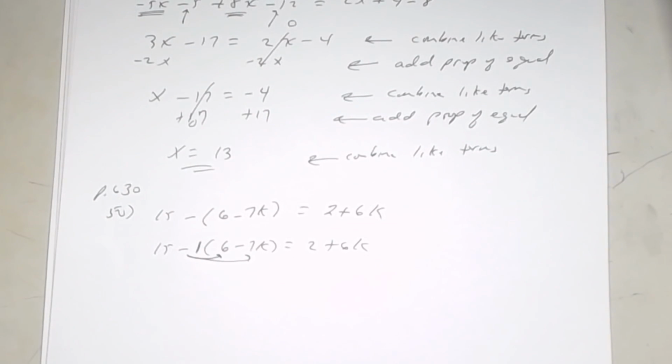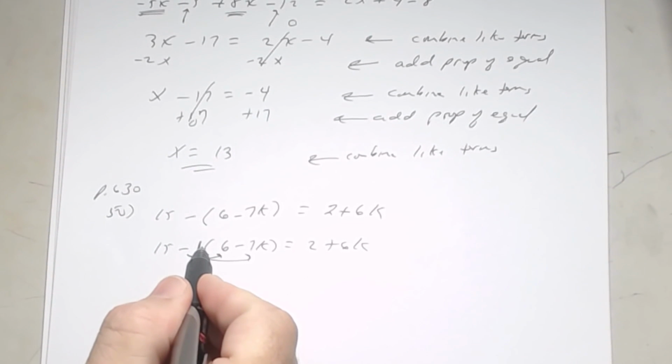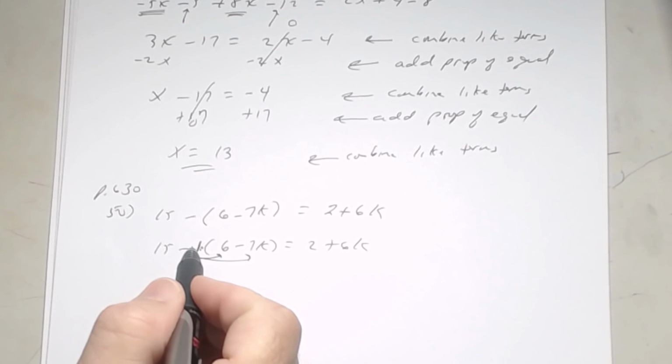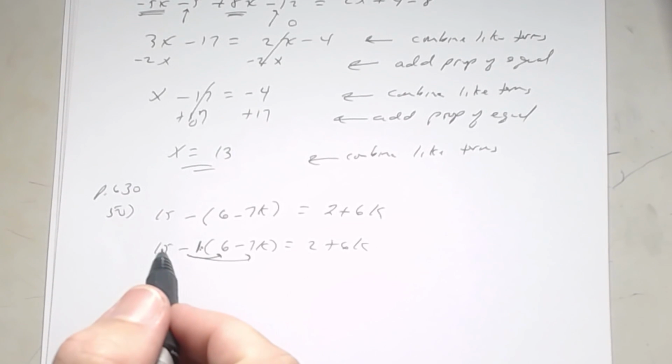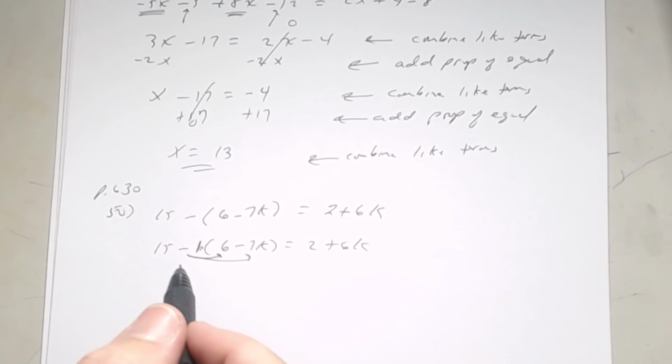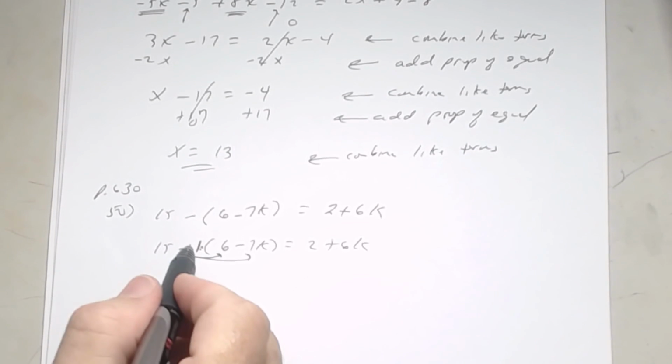Negative 1. Now, remember, some students make a mistake, and make sure you understand why. You don't say 15 minus 1 first and say that's a 14. Because remember your order of operations. This is subtraction, and this is what? Multiplication, right? Negative 1 times. According to your order of operations, do I multiply or subtract first? Multiply. So that's why you multiply first.